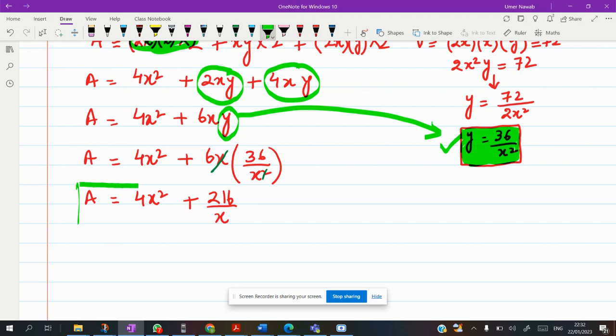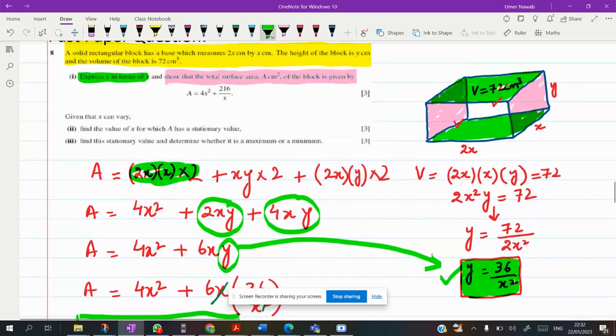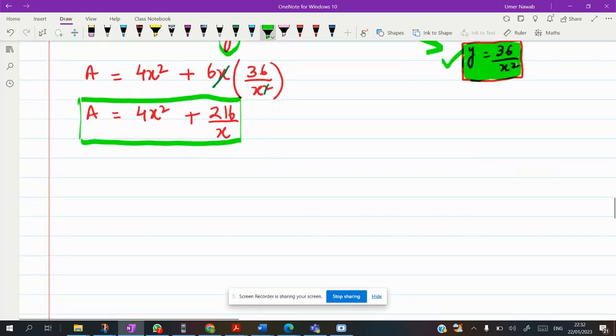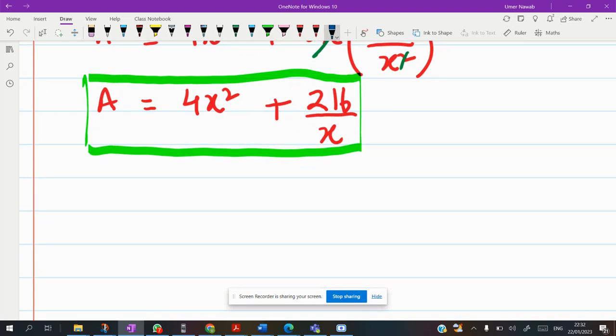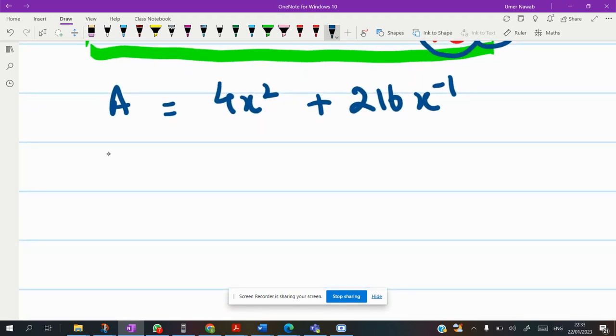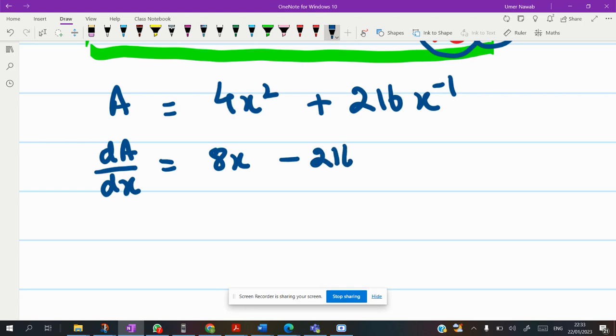Is this the result required by the examiner? Yes, we got 3 marks. Now he's talking about the stationary value of A. Whenever we want to get the stationary value, we have to take the derivative of A. So before this, I need to send x on the top. So I will get A is equals to 4x squared plus 216 x raised power minus 1. I need to take the derivative of A. So dA over dx. So this will give us 8x. This will give us minus 216 x raised power minus 2 is equal to 0.